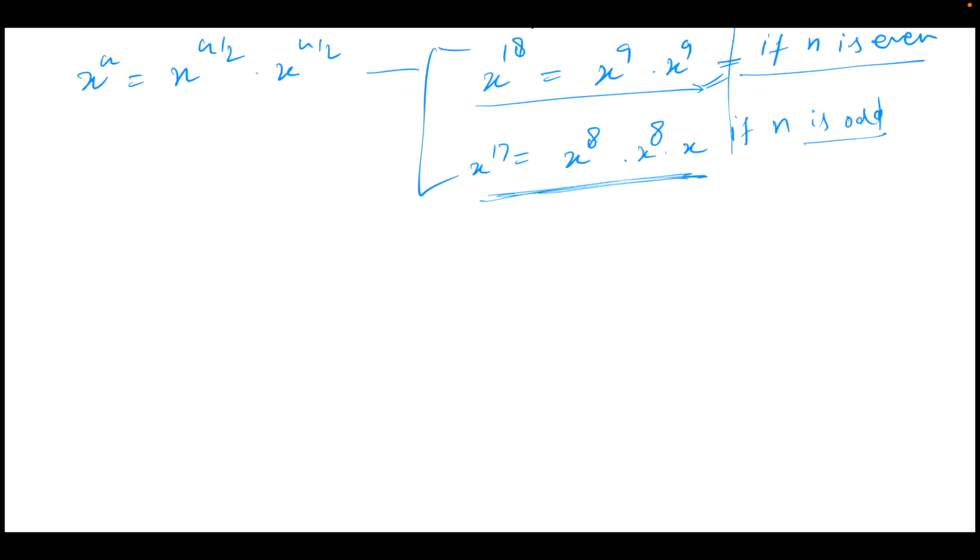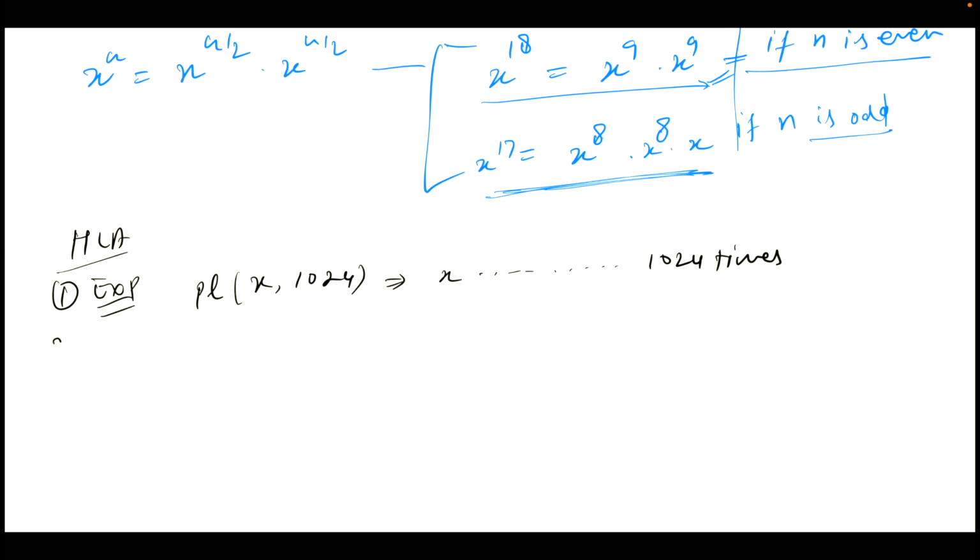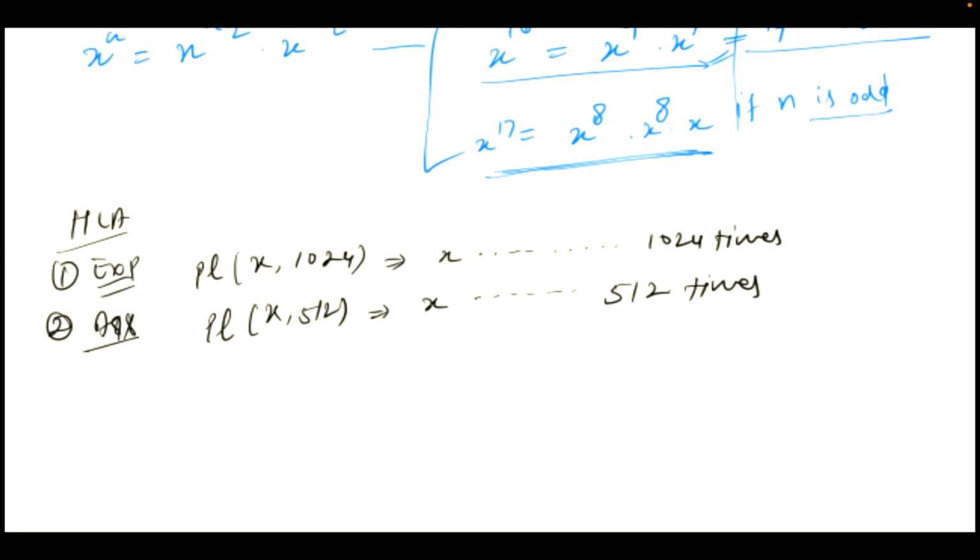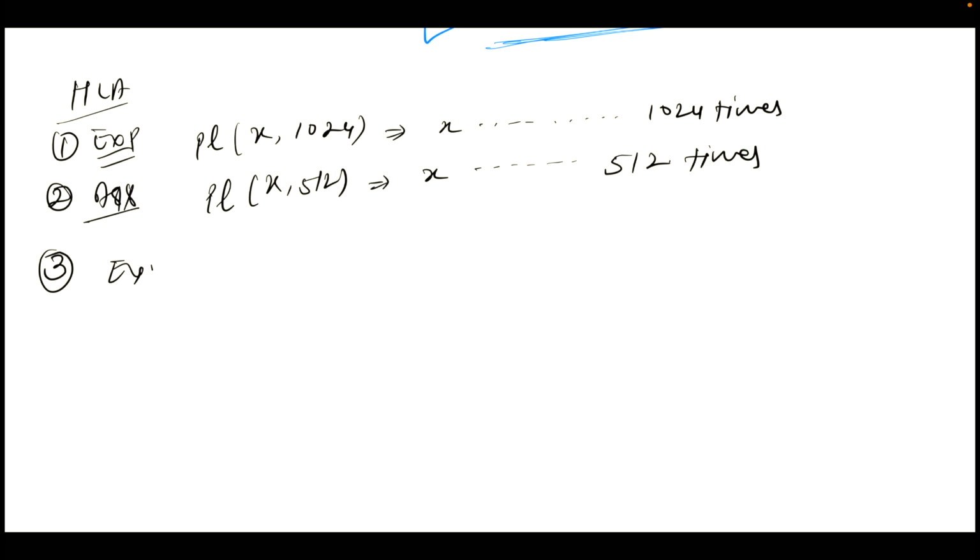So let's see our high level and low level analysis. Here we will write high level analysis. The first one will be expectation. What is our expectation? Our expectation is PL of x comma 1024, and the expected output should be x into x into x, 1024 times, right? And our assumption is that PL of x comma 512 will automatically produce x into x into x, 512 times, right? Now we will correlate expectation and assumptions.